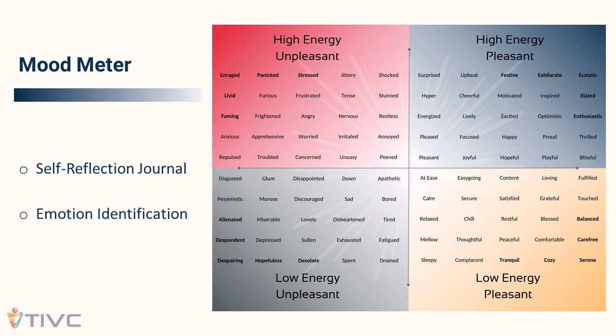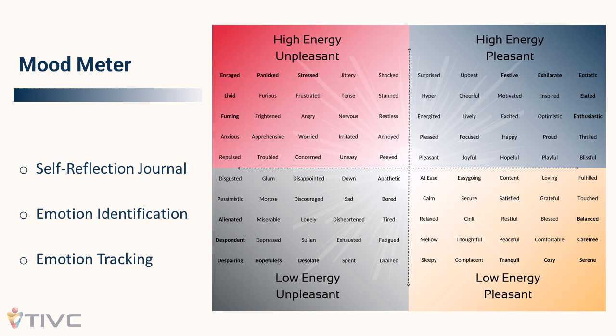Another way to use the mood meter is to use it to help you identify the specific emotion you're experiencing in the moment. By identifying your specific emotion, you can build your understanding of its place on the energy and pleasantness axis. This identification builds your emotion vocabulary and self-awareness, helping you be more aware of and better understand your emotions in the future.